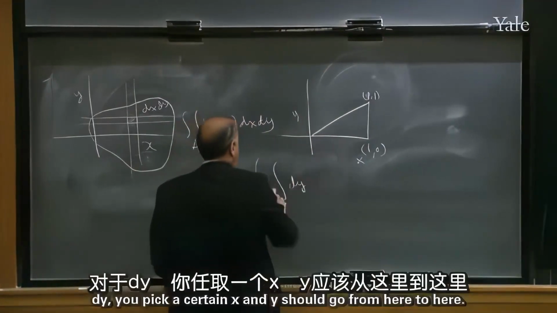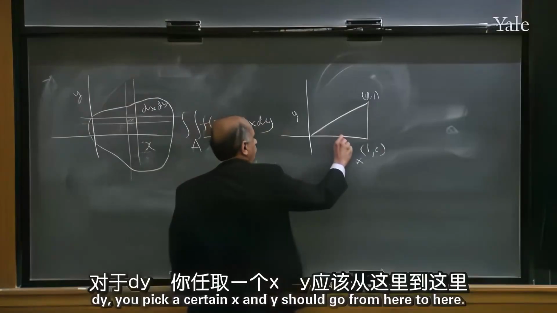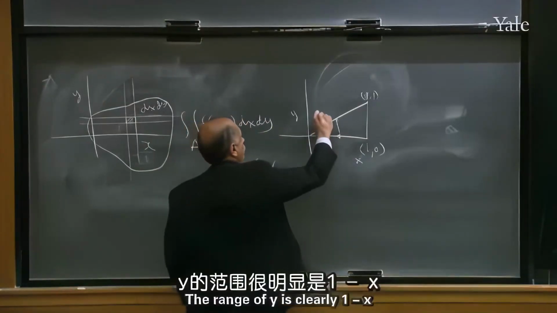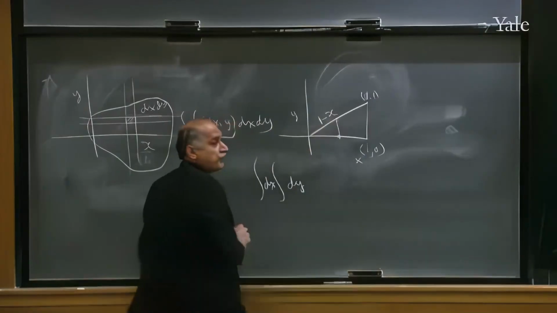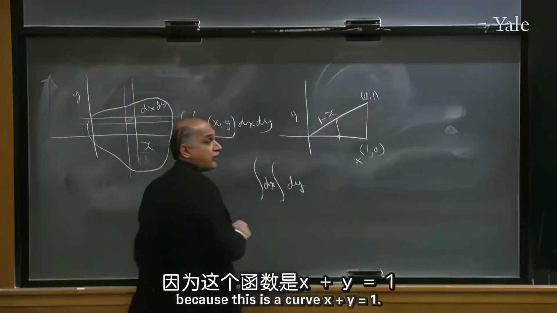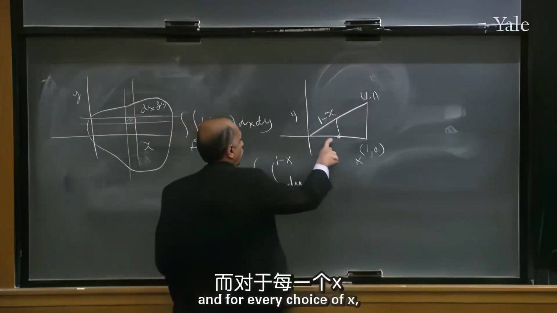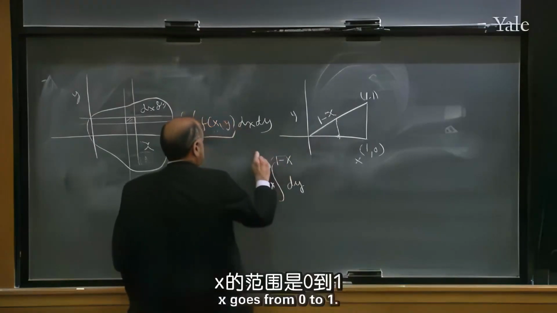dy, you pick a certain x, and y should go from here to here. The range of y is clearly 1 minus x, because this is the curve x plus y equal to 1. So y goes from 0 to 1 minus x. And for every such choice of x, x goes from 0 to 1.